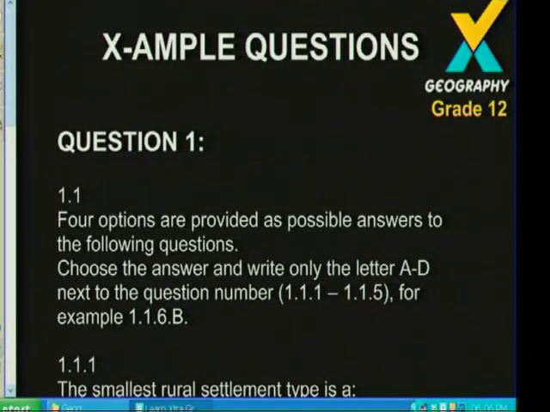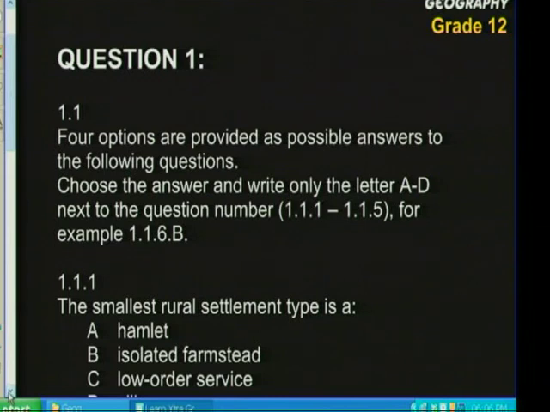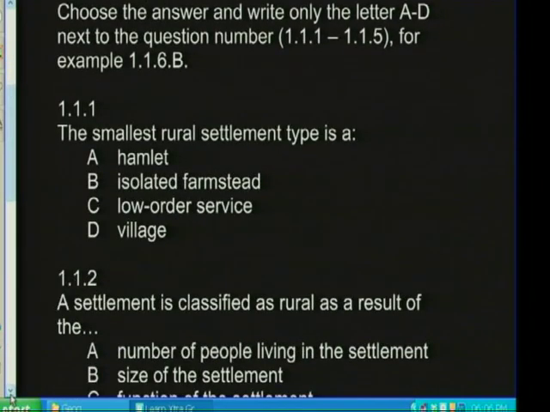The first question we deal with is the types of questions you would get as multiple choice questions, answering and selecting from column A and B, as well as selecting the suitable term. In this particular example, 4 options are provided as possible answers to the following questions. Choose and write only the answer A to D. Let's move to the first question. The smallest rural settlement type is: A, hamlet, B, isolated farmstead, C, low order service, or D, village. Remember our settlement hierarchy? Yes, an isolated farmstead is the best example of the smallest settlement type.